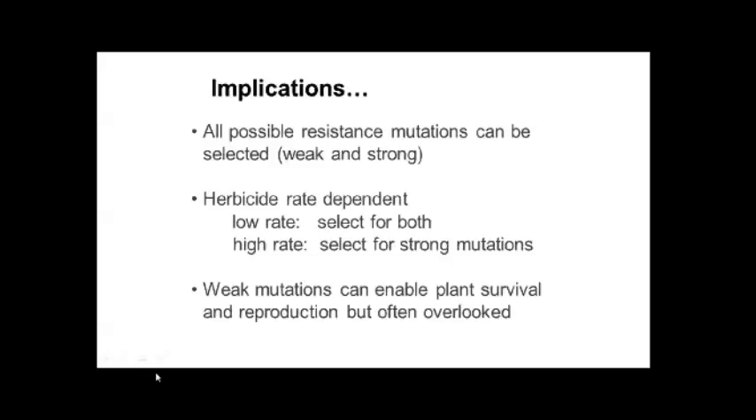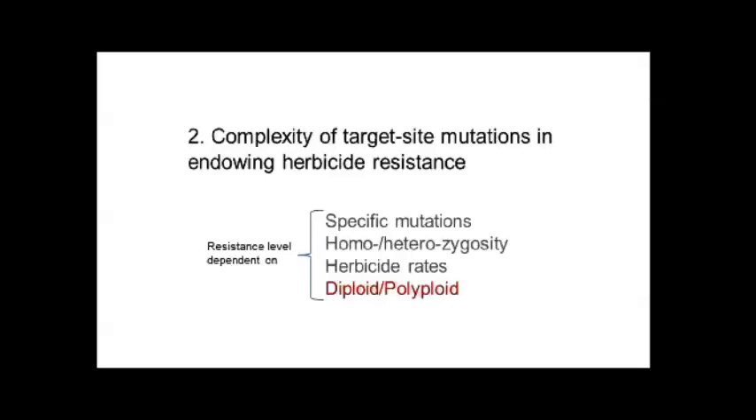So the implication for weak versus strong mutations is that all possible resistance mutations can be selected, no matter whether it's weak or strong, and it very much depends on the herbicide rates. For example, high rates may favor selection of strong mutations, and low rates favor both strong and weak. Weak mutations can enable plant survival and reproduction, but are often overlooked by research because researchers only pay attention to the high-rate survivors, the outstanding ones.